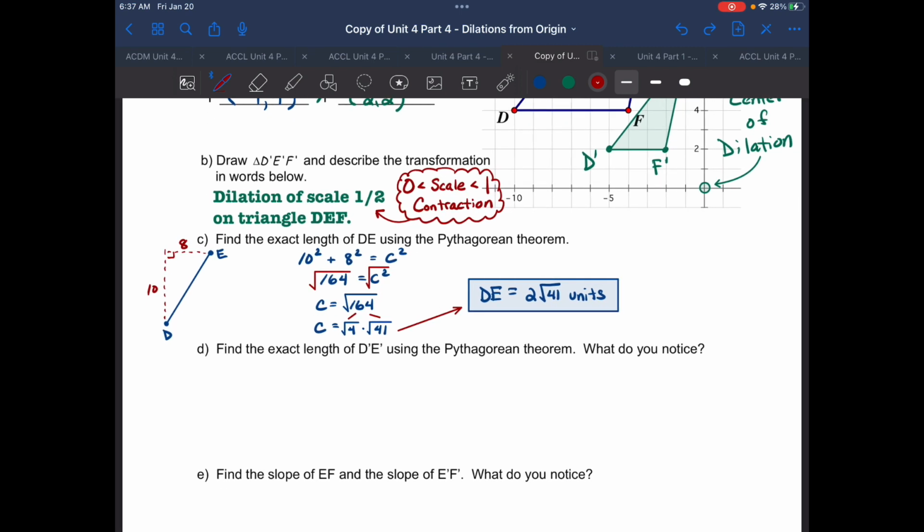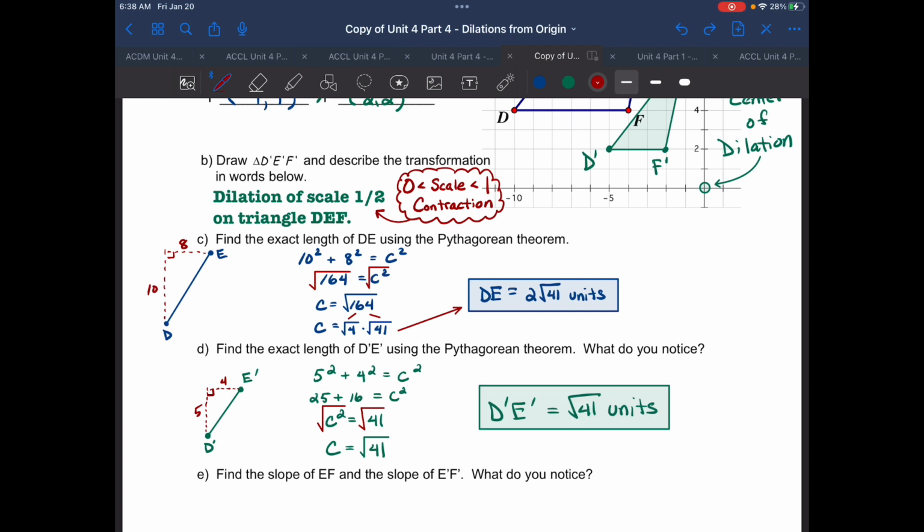Okay. Now, one more time. Since our scale factor is 1/2, we're going to go up half of what we did, and we're going to move to the right half of what we did. So one more time, we're going to use that in our Pythagorean theorem. And if you notice, that makes sense, right? Our scale factor was 1/2. So the size of this segment, DE, is now half of what it was.